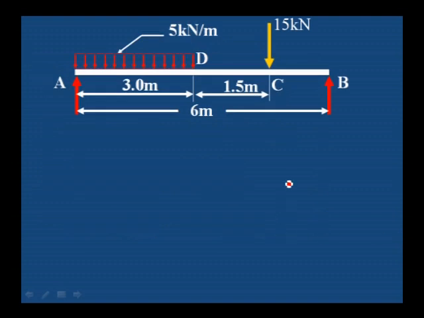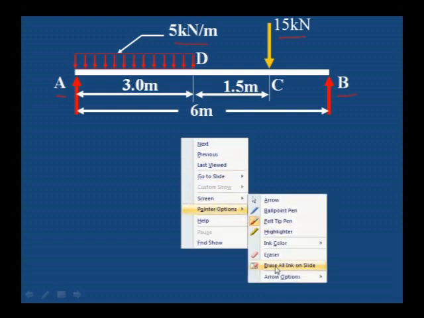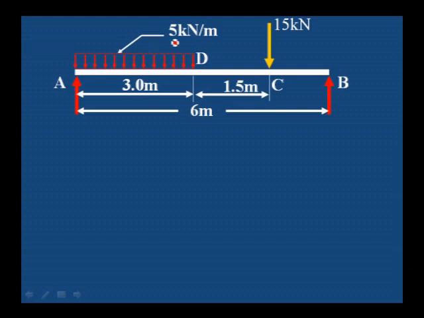Let us take one simple example which is a simply supported beam having a uniformly distributed load of 5 kN per meter for a distance of 3 meter from left support. Left support is A, and then one more point load which is acting at a distance of 1.5 meter from the right support B. Here we can observe, this beam is having a combination of uniformly distributed load as well as point load.